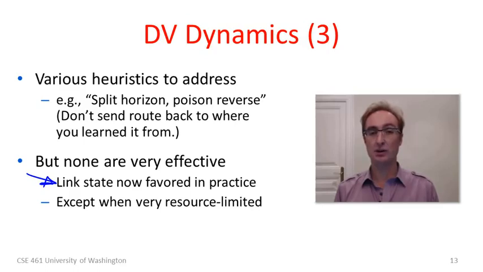These link state protocols, we'll see them in a while, they turn out to involve more computation. They run Dijkstra's algorithm, for instance. This is generally fine, but it is more computation intensive, and so when the situation is very resource constrained, we might prefer a distance vector algorithm.